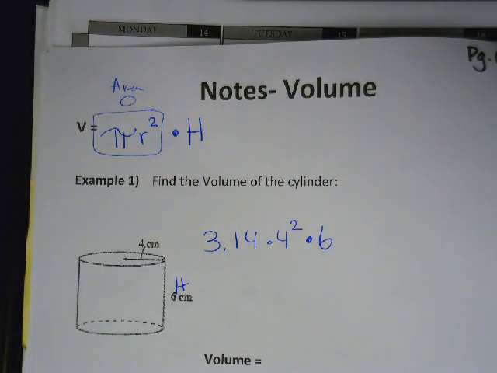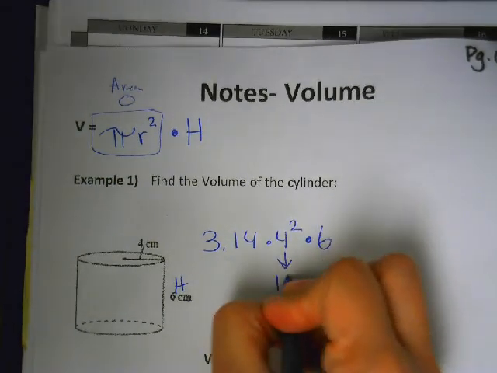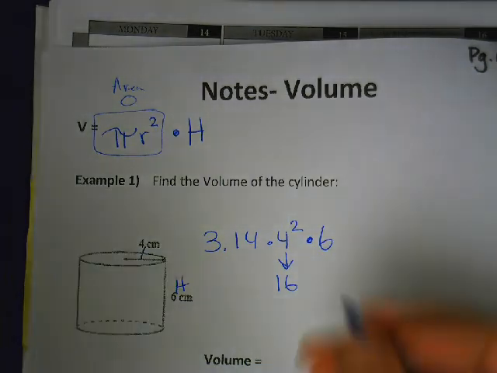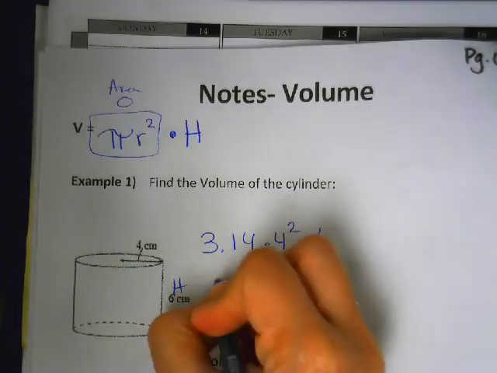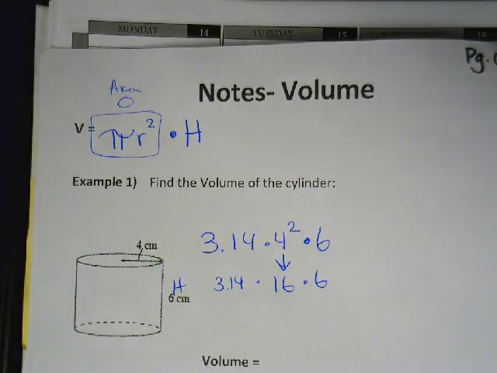What's the first thing I have to do? 3.14, oh yeah, you have to do the exponent. So what's 4 squared? No matter what, you got to do the 16 first. It's not 8. It's not a wacky number. It's 16. Okay, now, pretty sure they'll give you a calculator for this one. So type it in, 3.14 times 16 times 6.